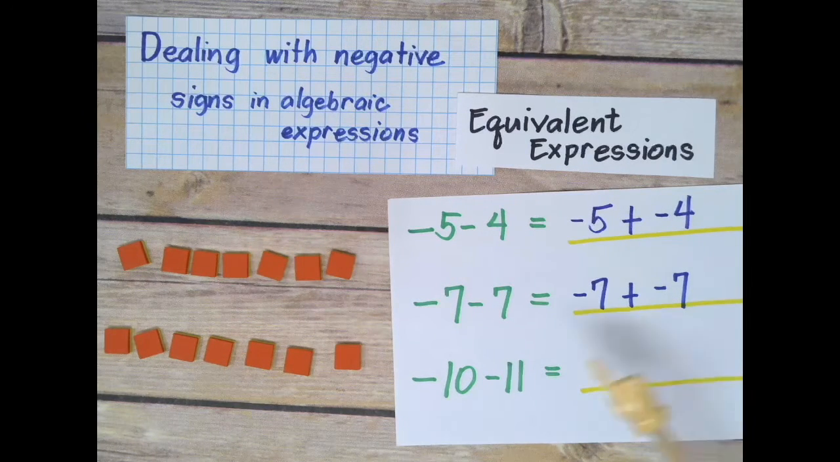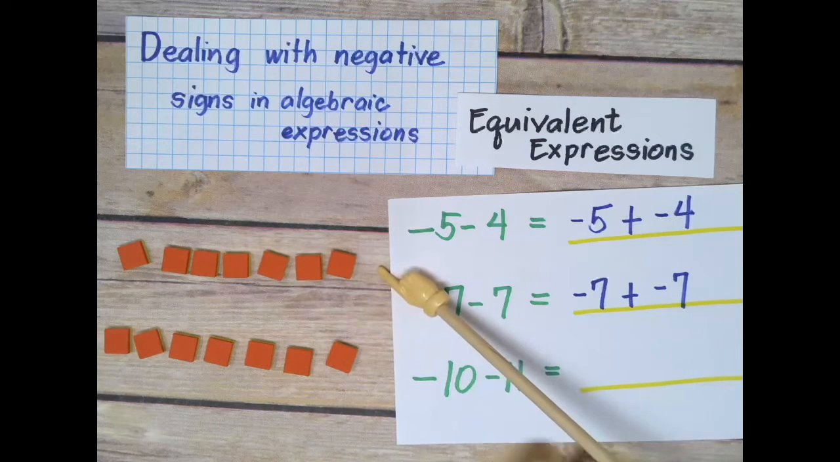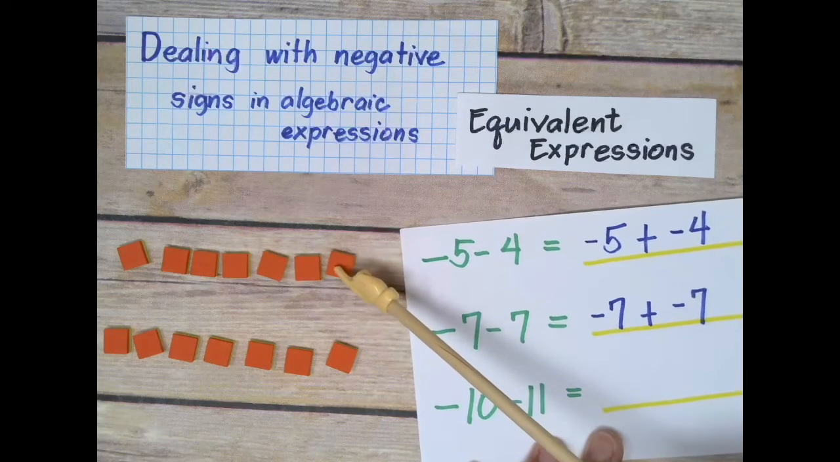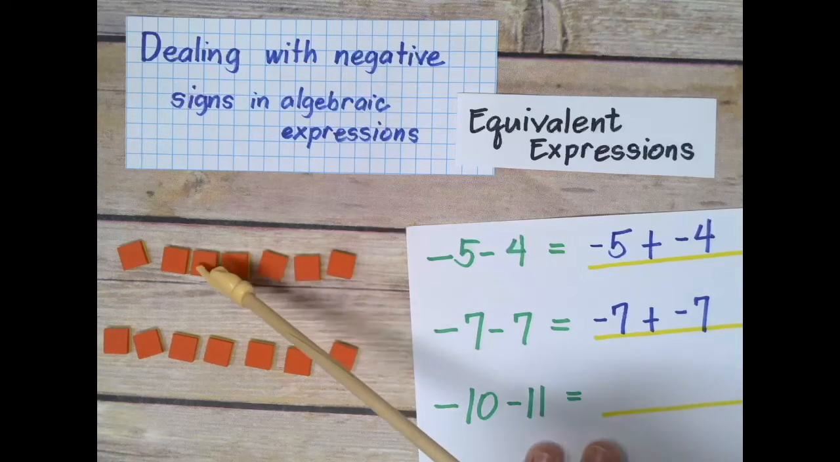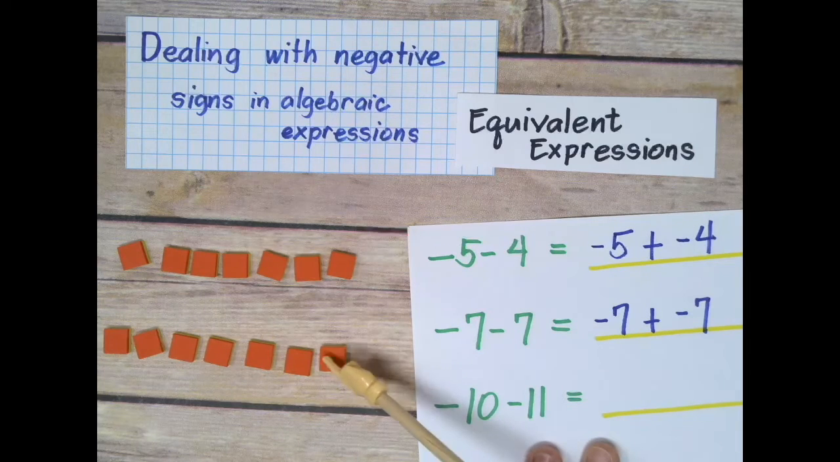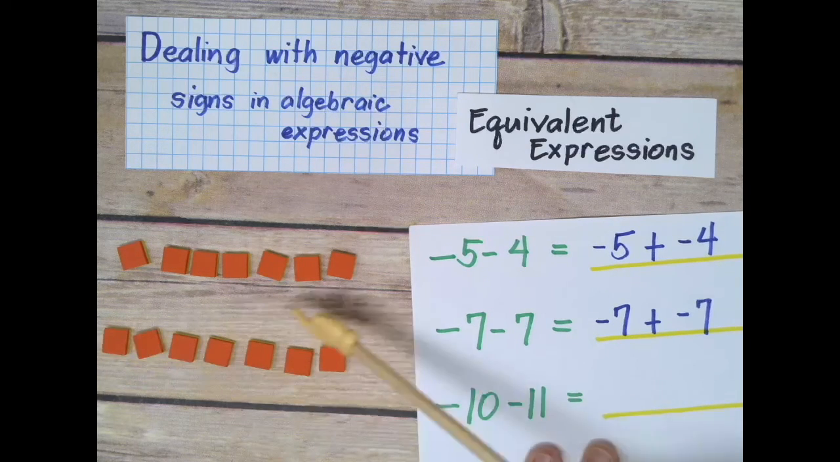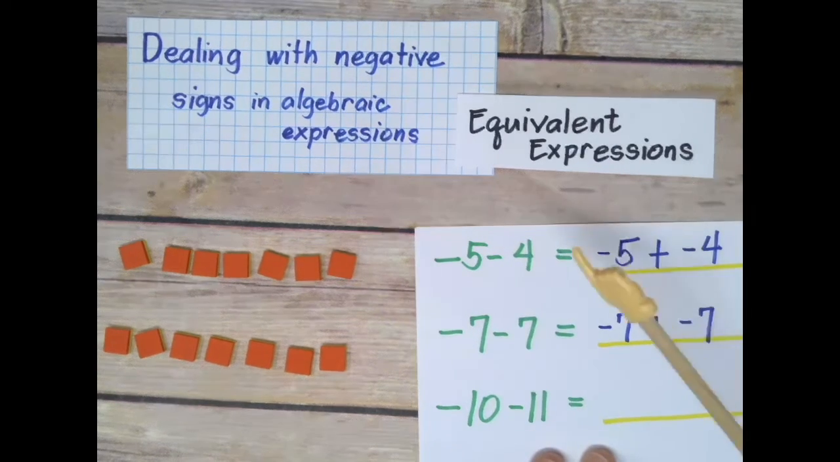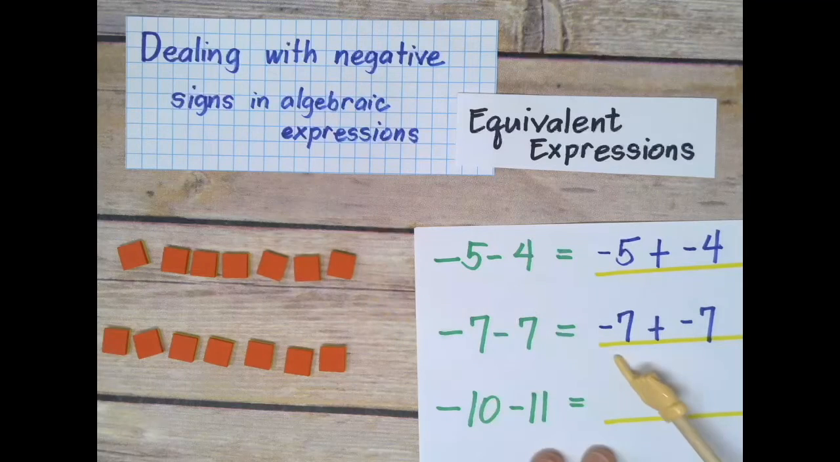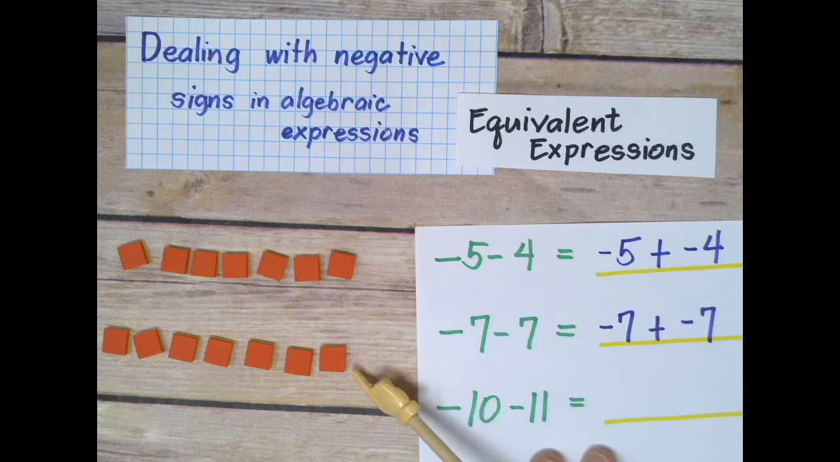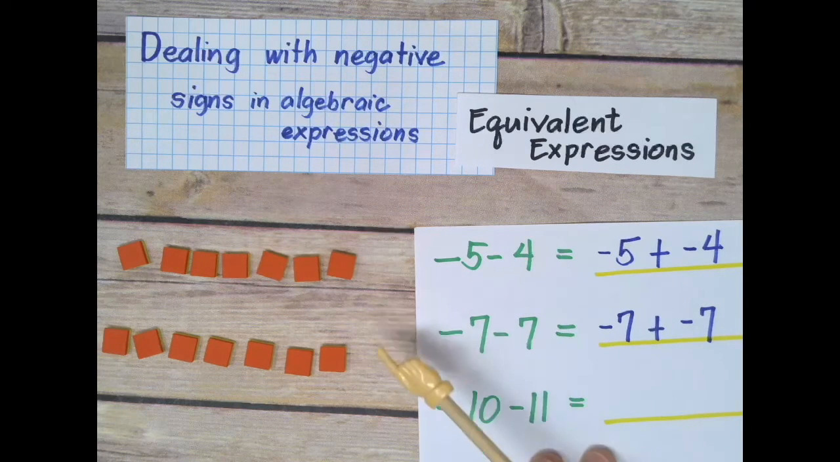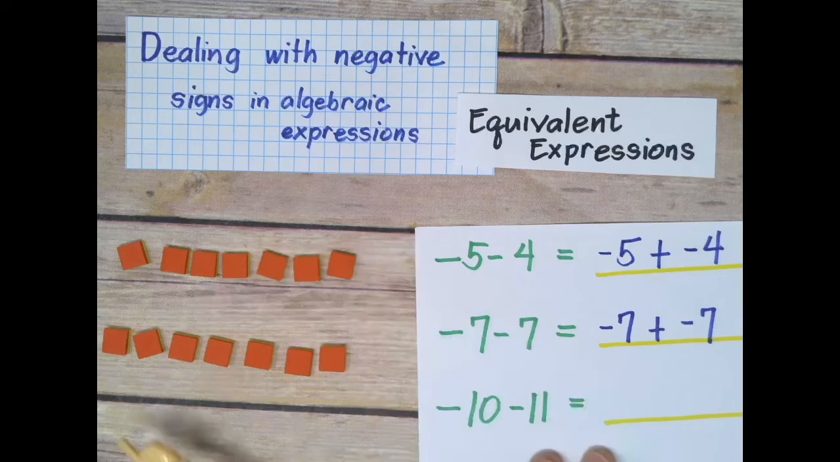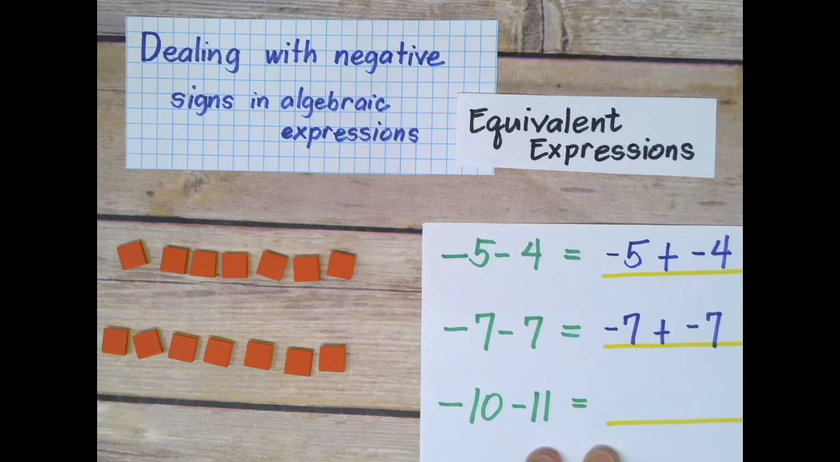After removing the 7 yellow squares, we're left with 2 sets of orange squares, and each set has 1, 2, 3, 4, 5, 6, 7. The other set also has 7. So we have 2 sets of 7 orange tiles. 7 orange tiles represent negative 7, and the second set also represents negative 7. So we have negative 7 plus negative 7. Altogether, we have negative 14.